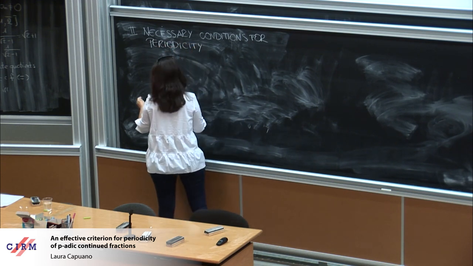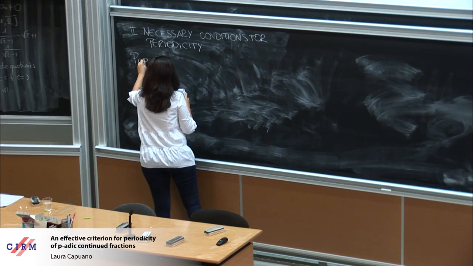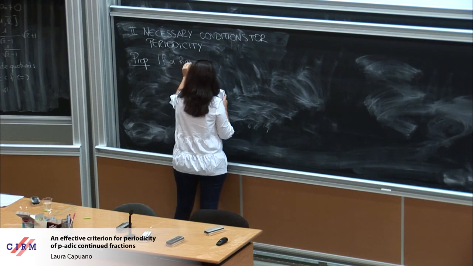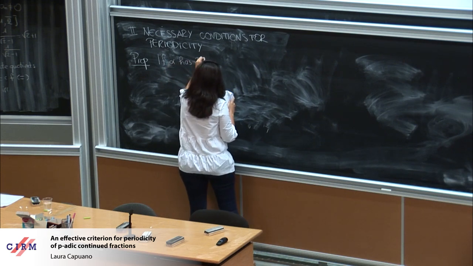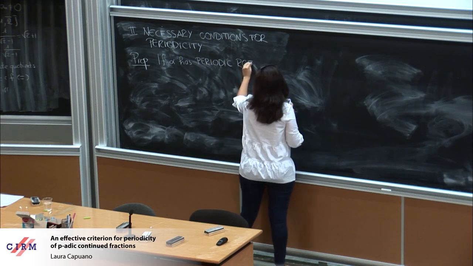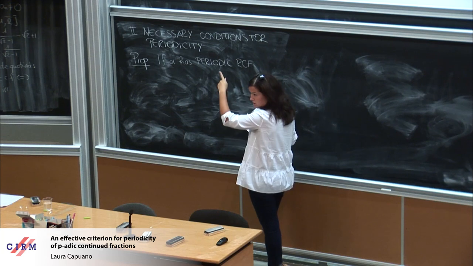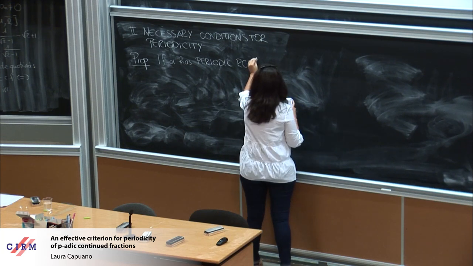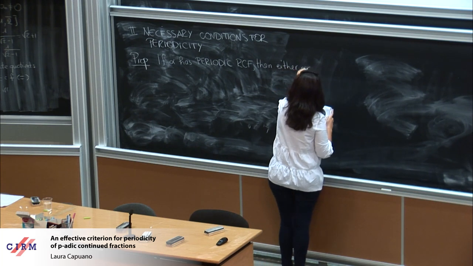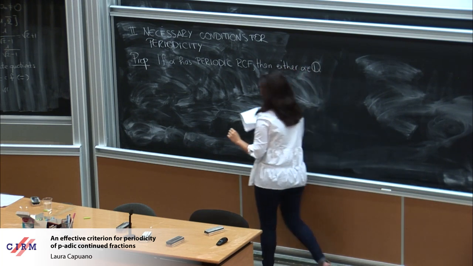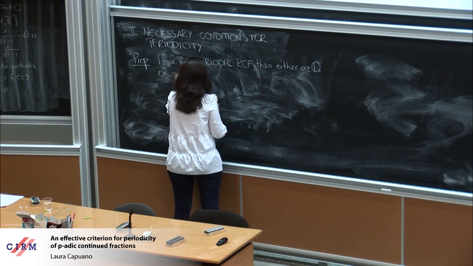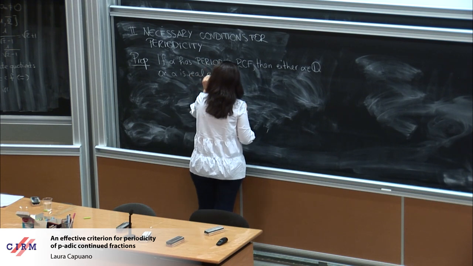So we have the following proposition that says that if alpha has a periodic RCF — I will say RCF to denote the Ruban continuous fraction, that is the definition I'm taking — then either alpha is rational or alpha is real quadratic irrational.